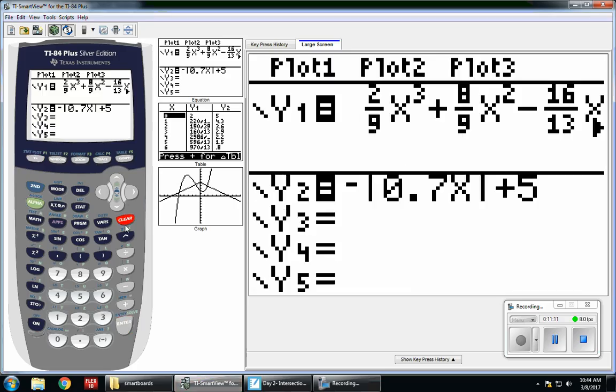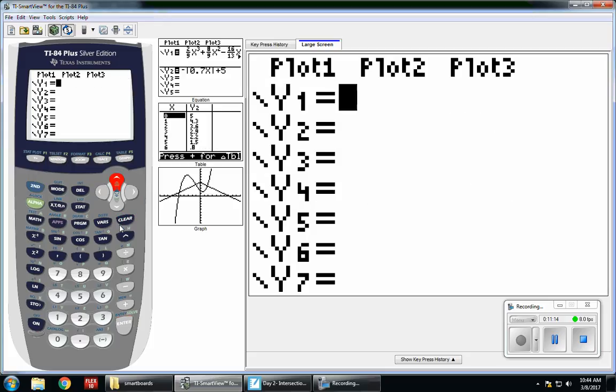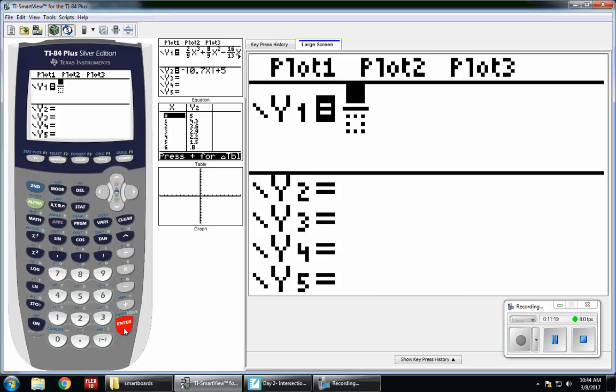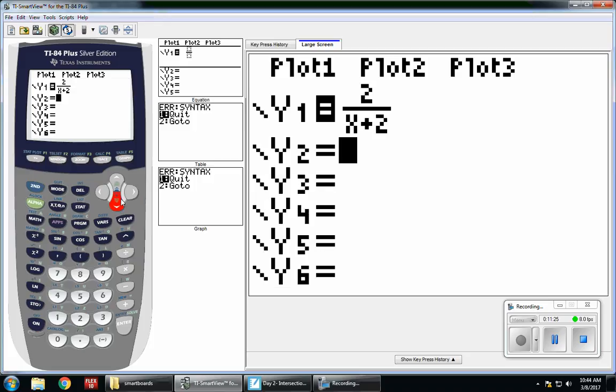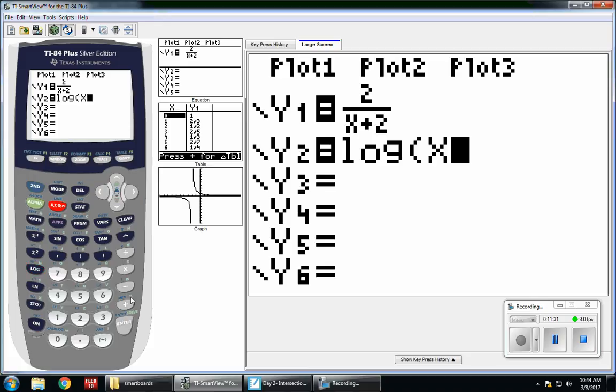Go to y equals, clear out whatever we have in there from our last question. I'm going to use alpha y equals and hit enter to set up my fraction. 2 over x plus 2. And then in y2, log, which is next to the 7, x plus 1, close my parentheses, plus 3. There's no base in this log. That's why I'm using the log next to the 7. If it was like log base 2, I would use alpha window. But this one has no base, which remember, your base is 10. And I'm going to use the log button, which is next to the 7.